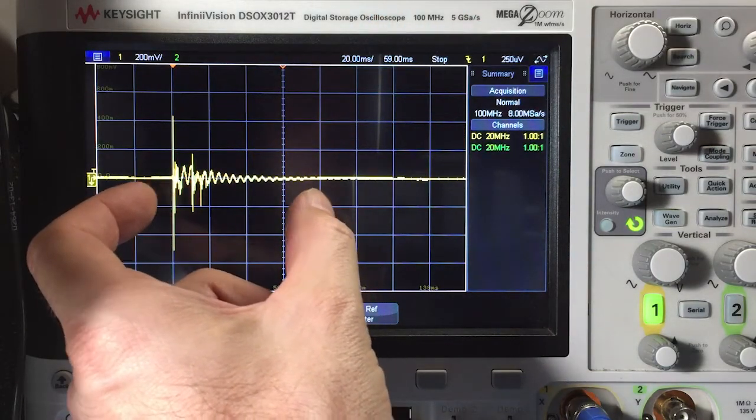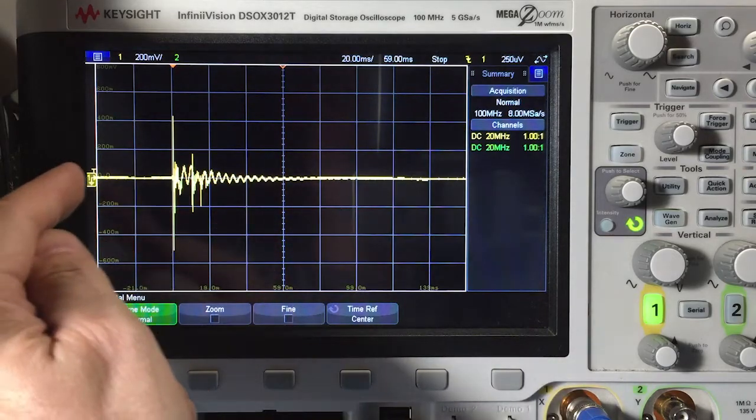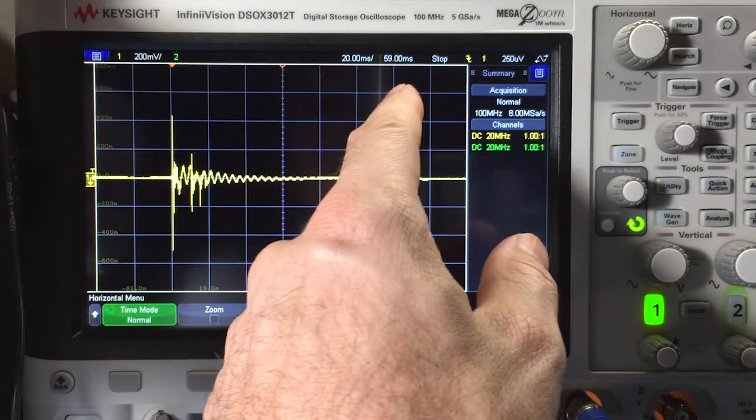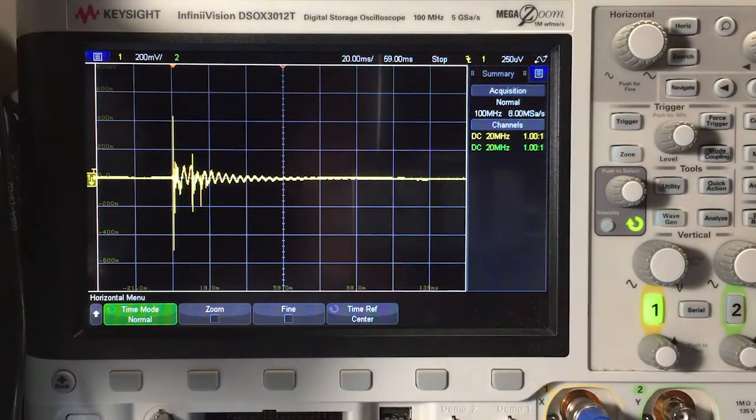So that's kind of the transient nature of the signal. There's nothing, it was quiet, the signal came in, died away after 80 milliseconds, and then everything is quiet again.